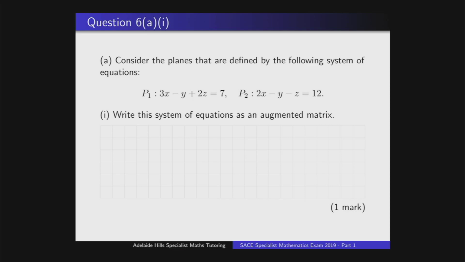You take each of the equations in turn. You just take the coefficients and you want to do them in the right order, but they're nicely arranged here in terms of x, y, and z. So the first line is going to look like 3, minus 1, 2. And then the augmented part is the constant, so that's a 7. The other equation is going to give us 2 times x, minus 1 times y, minus 1 times z, equal to 12. So that's our augmented matrix for this problem. That was pretty painless.